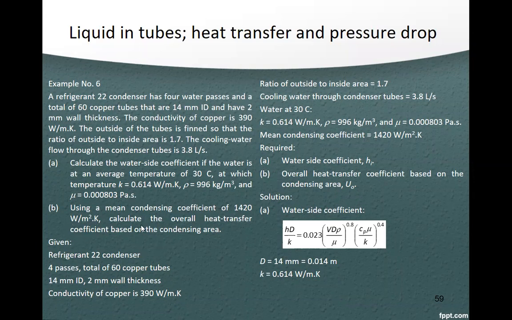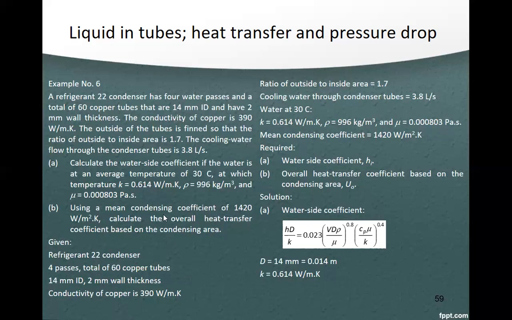So, yeah. So, given: refrigerant 22 condenser, 4 passes, total of 60 copper tubes, 14 mm ID, 2 mm wall thickness, conductivity of copper is 390 watts per meter Kelvin. So, given to sa problem din. Pero pag wala, titingin sa table ulit. The ratio of outside to inside area is 1.7. Cooling water through condenser tube is 3.8 liters per second. Water at 30 C. So, 4 passes.